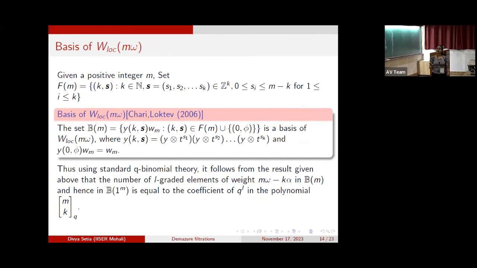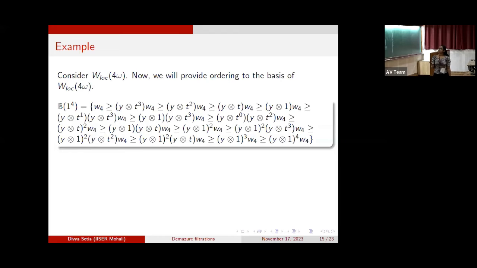To compute the number of graded elements, we have used a Chari-Loktev basis. We have another basis on the local Weyl module, the Chari-Loktev basis, which was introduced in 2006. We have used this basis to compute that the number of L graded elements of weight this is equal to the coefficient of q raised to power L in the polynomial m choose k of q. For example, if we take W local of 4 omega, this is how we provide an ordering on the basis, starting with the highest weight vector and then the number of factors. If the number of factors is the same, we compare the degrees, and then the sequence, and then the two factor cases, and then the three factor cases.